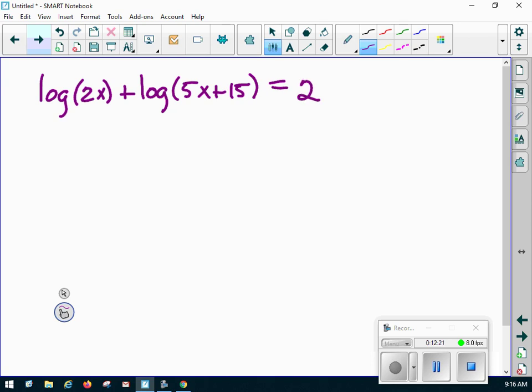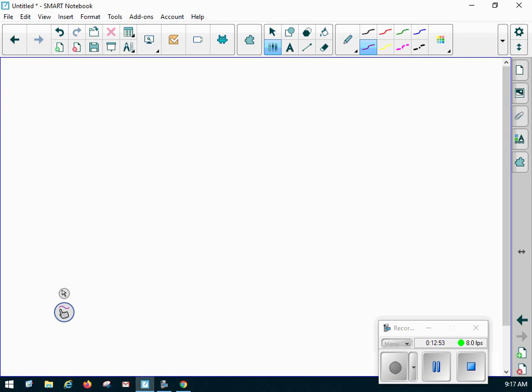Just the 2, because you're going to multiply those together. How many times do you see the word log? Twice. And what operation is between them? A plus. How can you rewrite that as 1 log with no plus? Remember, you condense a plus by multiplying.